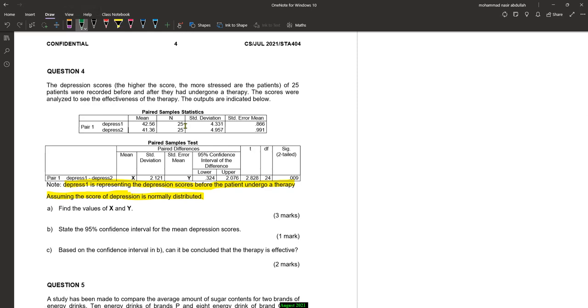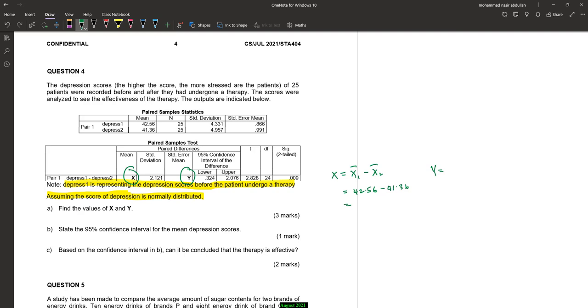So find the value of x and y. So x is this one, y is this one. So x is the mean difference. So mean difference means x should be mean number 1 minus mean number 2. So 42.56 minus 41.36. So what is this one? Can you calculate? And please do calculate for y as well.